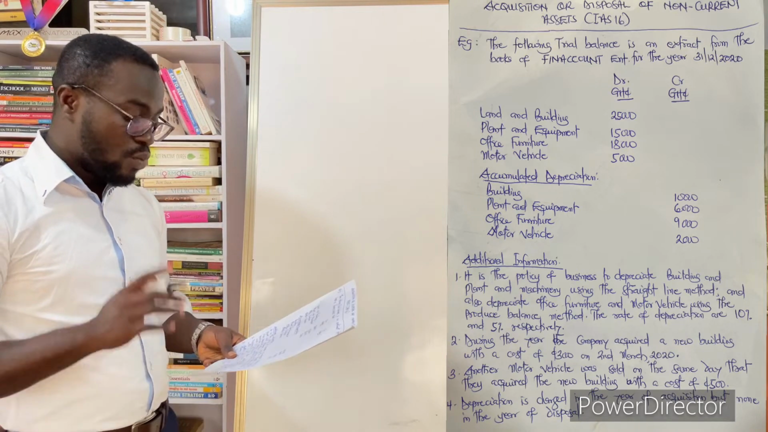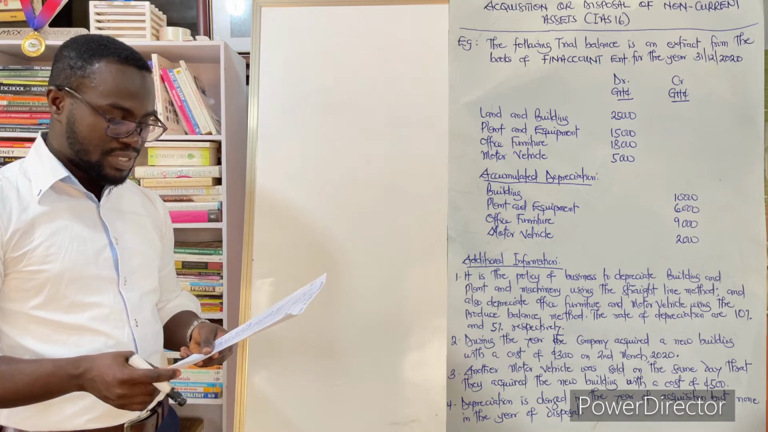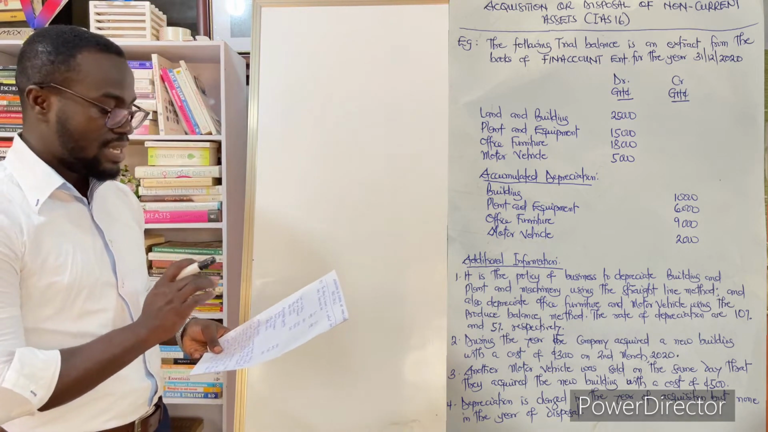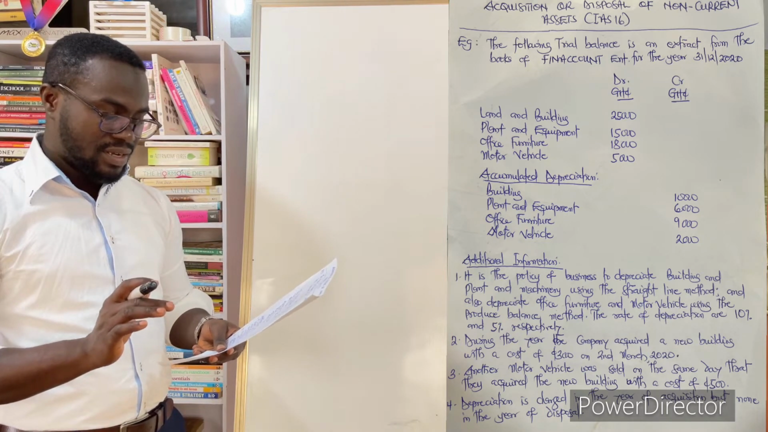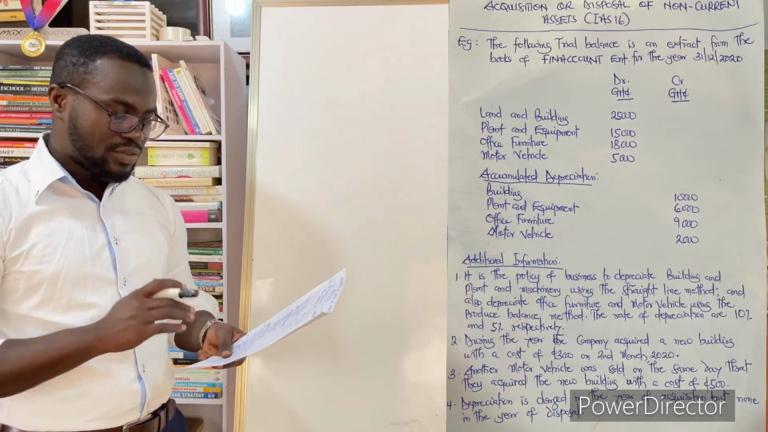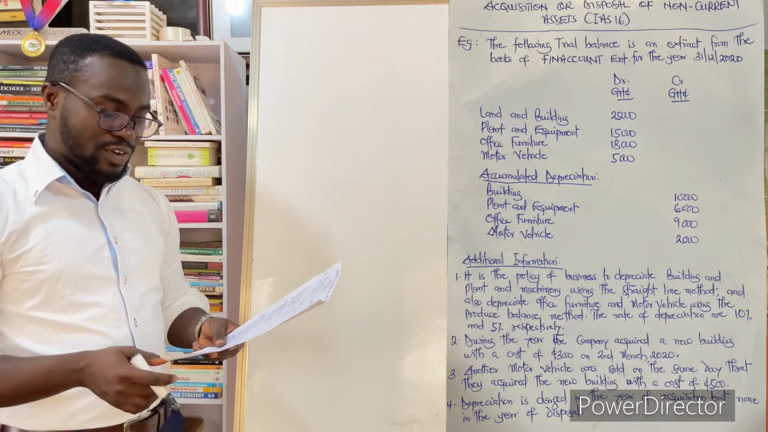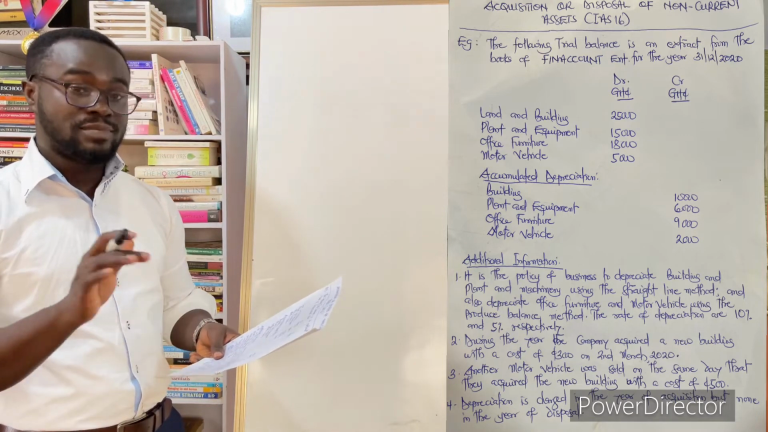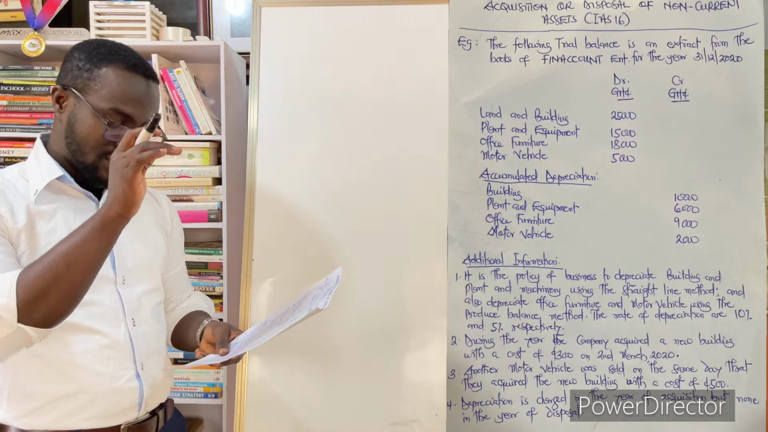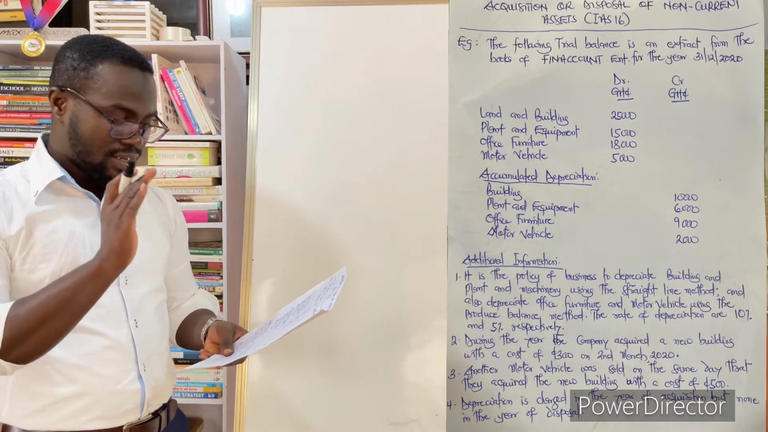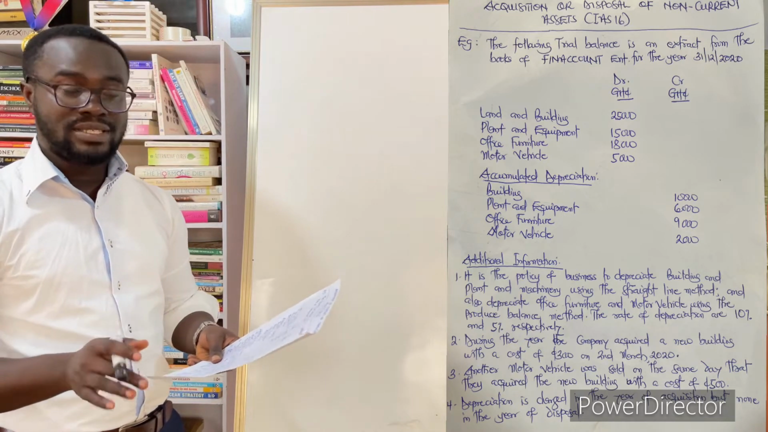Additional information. 1. It is the policy of the business to depreciate building and plant and machinery using the straight line method, and also to depreciate office furniture and motor vehicle using the reducing balance method. The rates of depreciation are 10% and 5% respectively. That is, the first set of assets, land and building and plant and equipment, take 10%, whilst the next two sets of assets, office furniture and motor vehicle, take 5%.